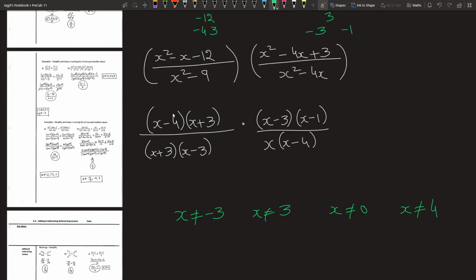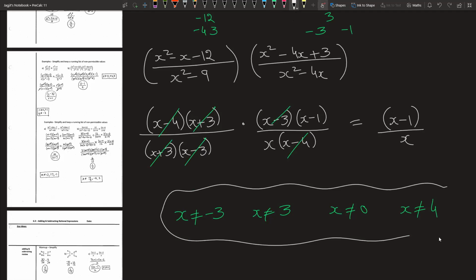And now we're going to cancel. X minus 4 divided by x minus 4. X minus 3 divided by x minus 3. X plus 3 divided by x plus 3. And after canceling, what am I left with? I'm left with x minus 1 divided by x. And these right here are my non-permissible values.